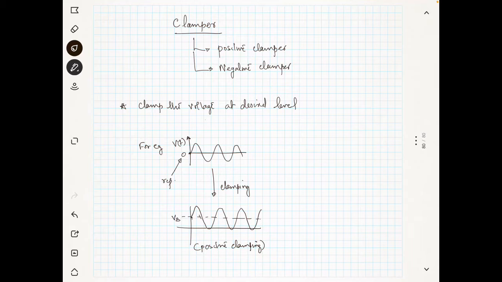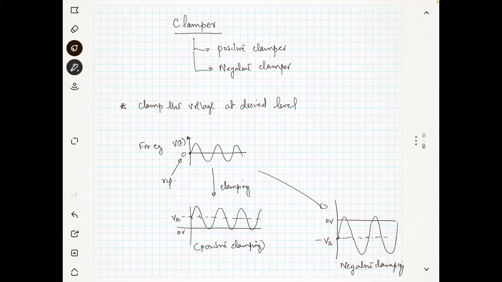And suppose for the same thing, you are shifting to some other level, say maybe minus va. Then it will be looking like this. Now you can see the 0 volt is here, and you are shifting the whole voltage waveform to minus va. So this kind of clamping is known as negative clamping. So this is the clamping actually.